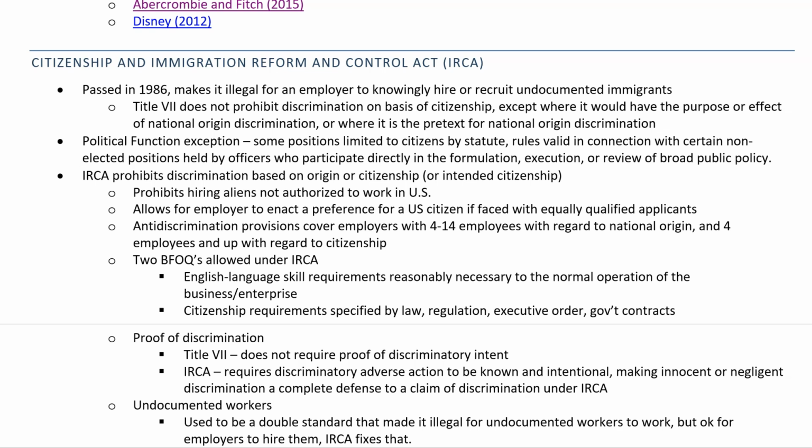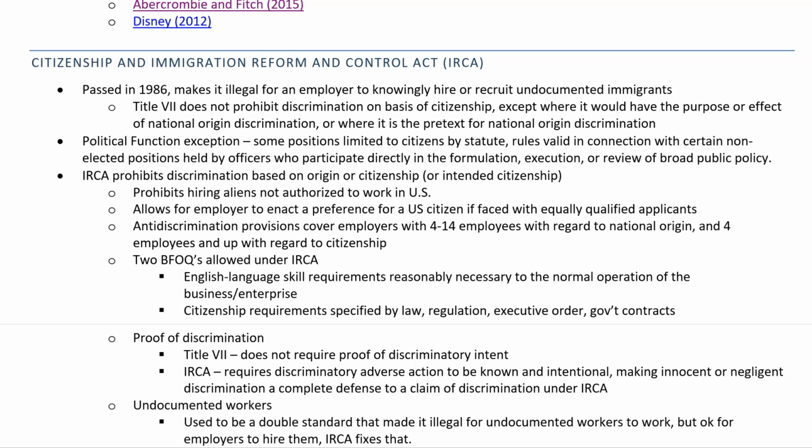But otherwise, it makes it illegal for some types of discrimination. We'll get more into that here. And we're thinking about somebody who maybe is not a citizen of the United States, but they have a work visa to work in the United States. So that's kind of what we're thinking about here. So keep that in your mind.